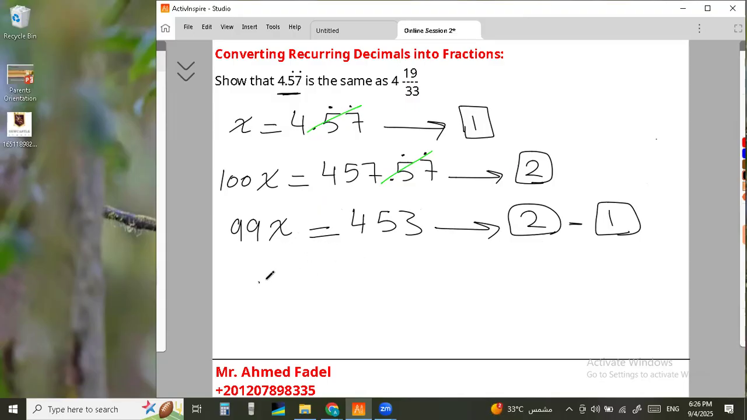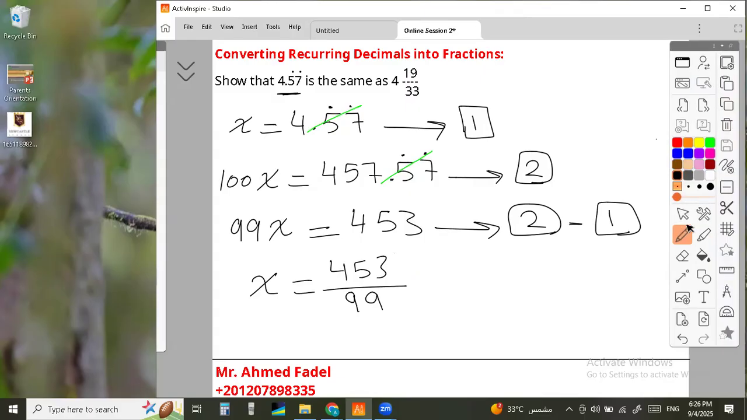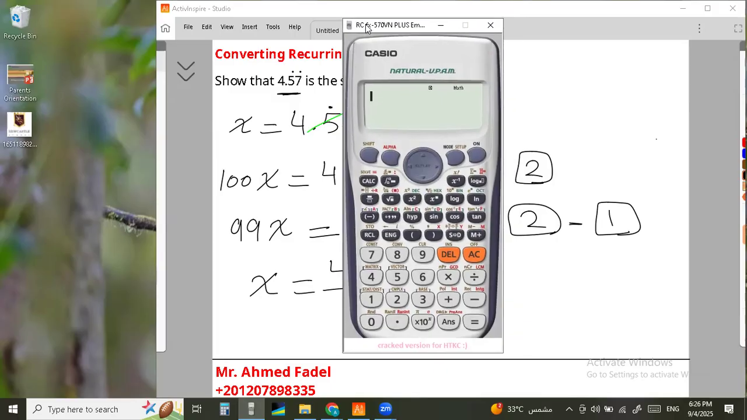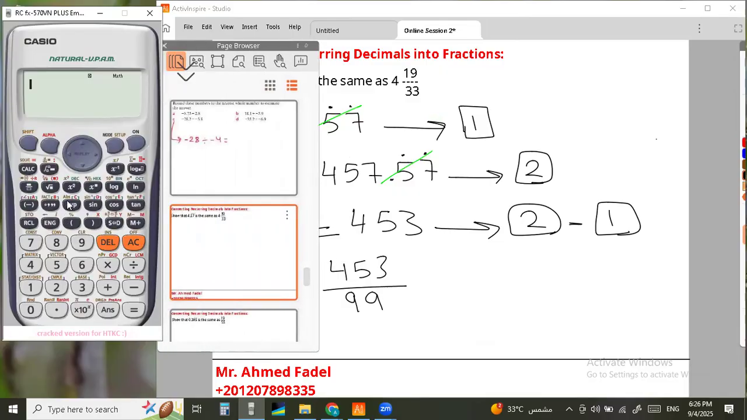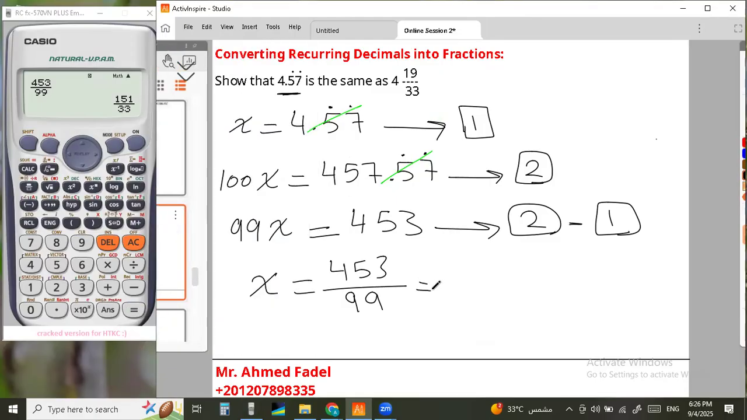What is x equal to here? Yes, I need to get rid of the 99. How are you going to get rid of the 99? Send it there, division, Mister. Good. So 453 over 99. Use the calculator. Here we go with the calculator. And let's do it. 453, but I need to write it as a fraction. So 453 over 99 is equal to 151 over 33.